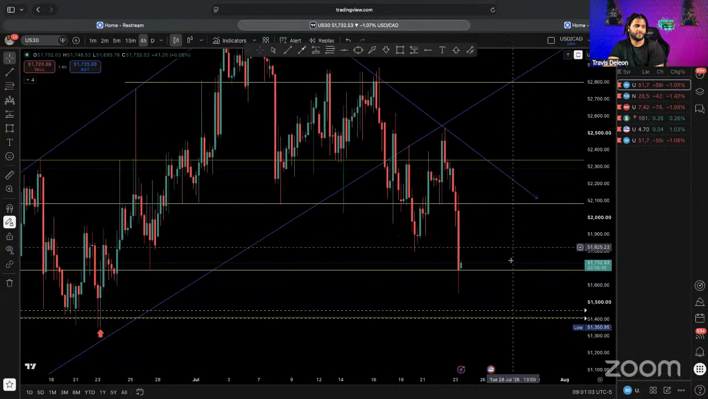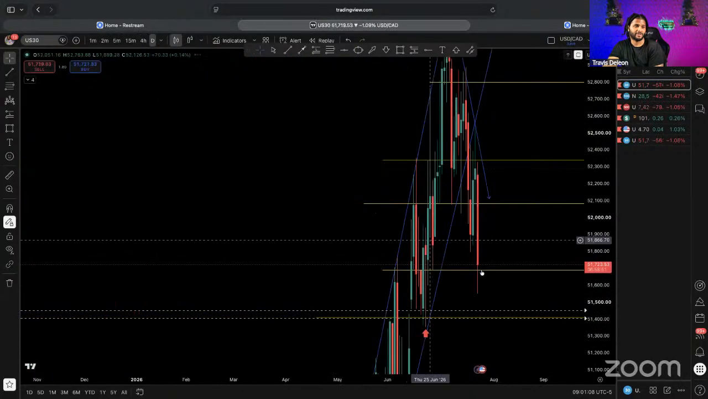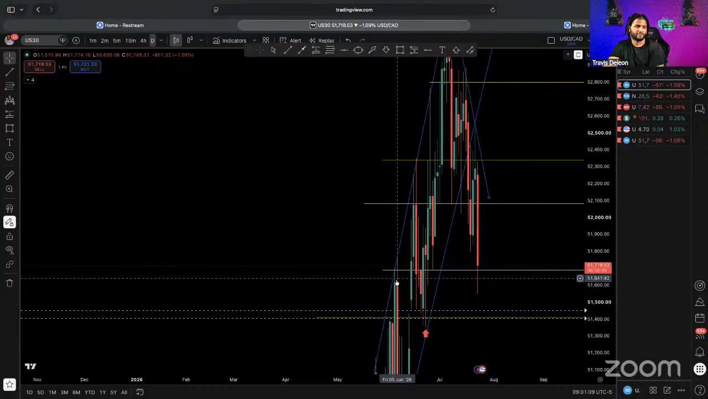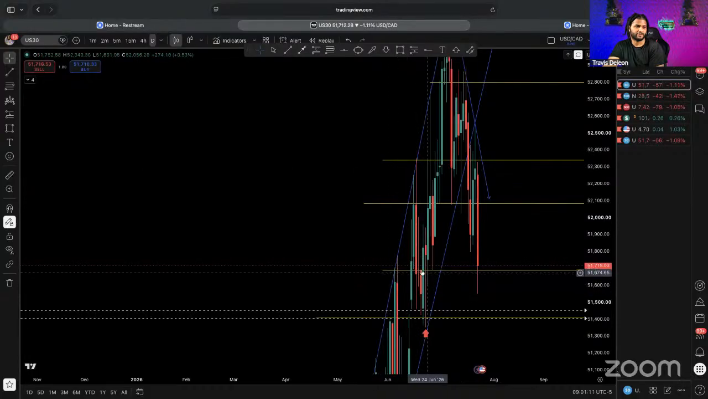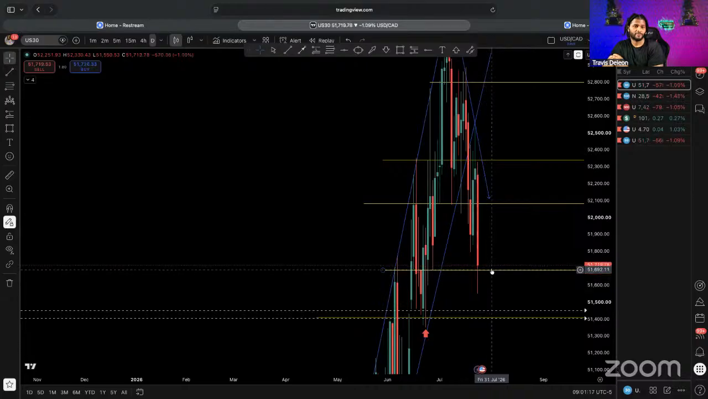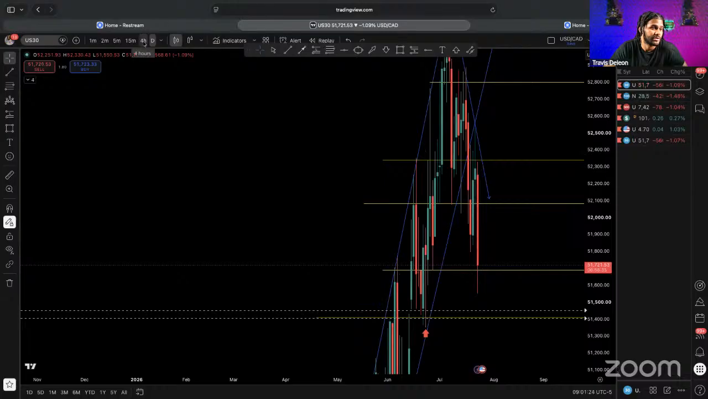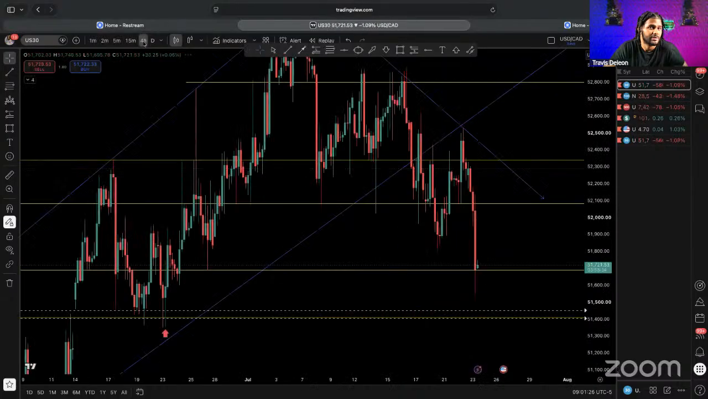US 30 failed to break under this level as well, which is a strong daily supply and demand zone. We have a rejection here, rejection, rejection, rejection, rejection. So if the daily can close under the 51,690 level, we should continue lower on US 30. If you can get a 4 hour close under.